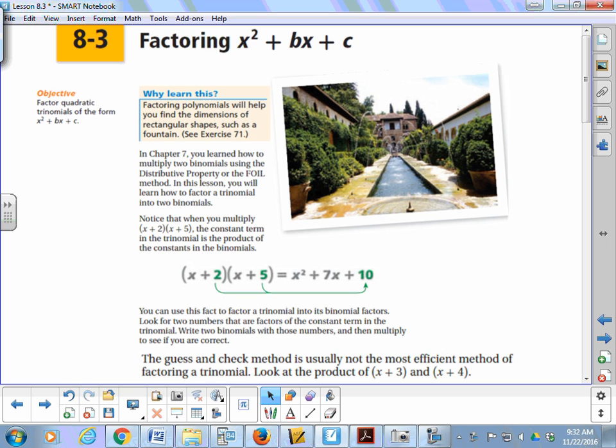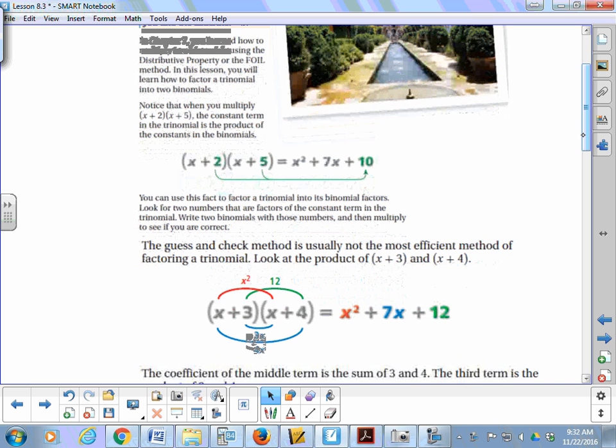So today we are going to factor trinomials in the form of x squared plus bx plus c. So in chapter 7 we did the multiplication. So we took two binomials like x plus 2 and x plus 5 and multiplied them together.